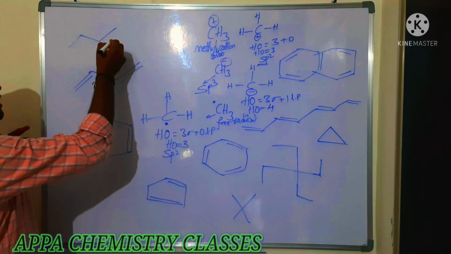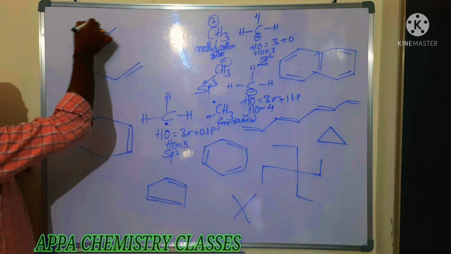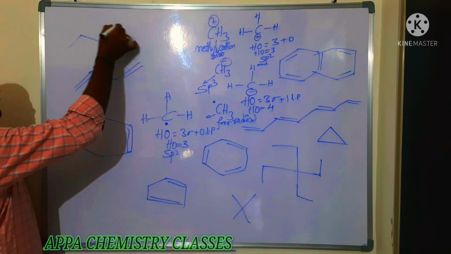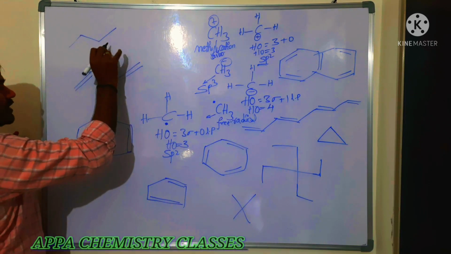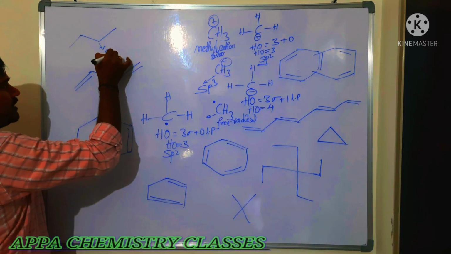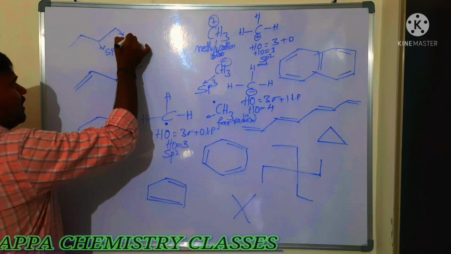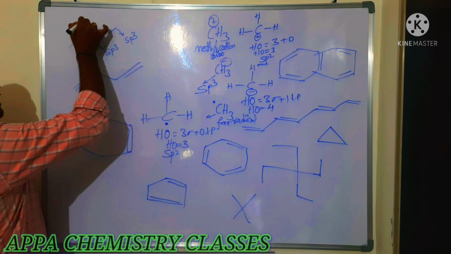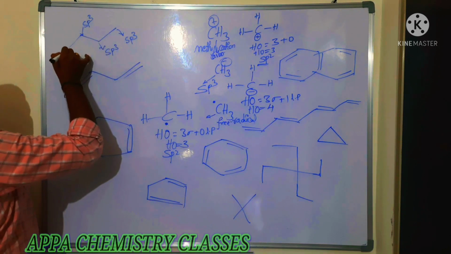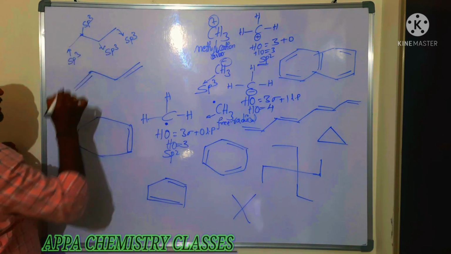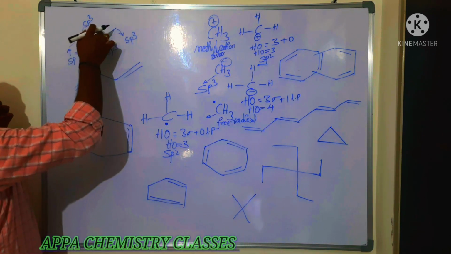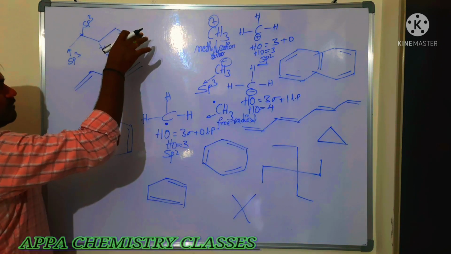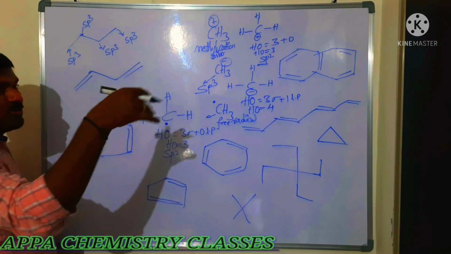Next, coming to here. What type of hybridization does it involve? All are sigma bonds, so it is sp3, sp3, sp3. All carbon atoms are sp3. Is that clear, everyone? These are all corner atoms with 0 pi bonds. So 0 pi bonds means sp3.